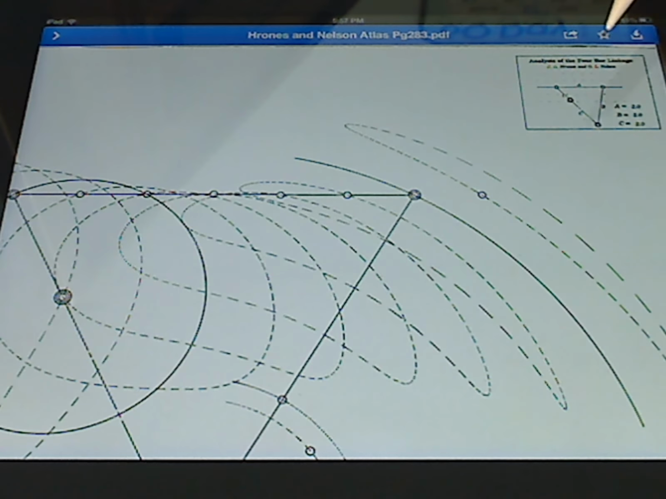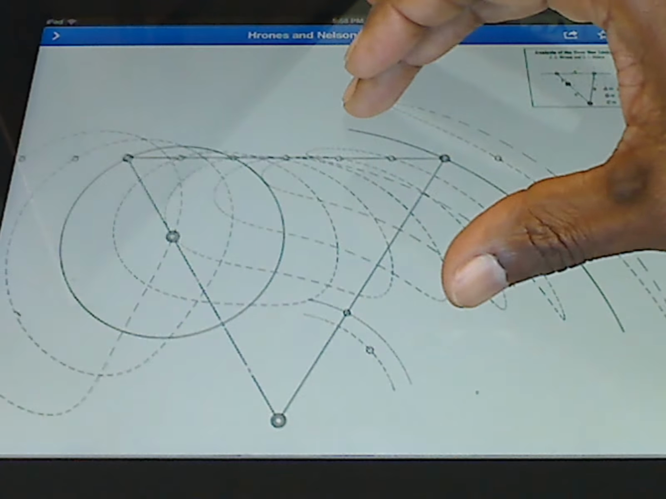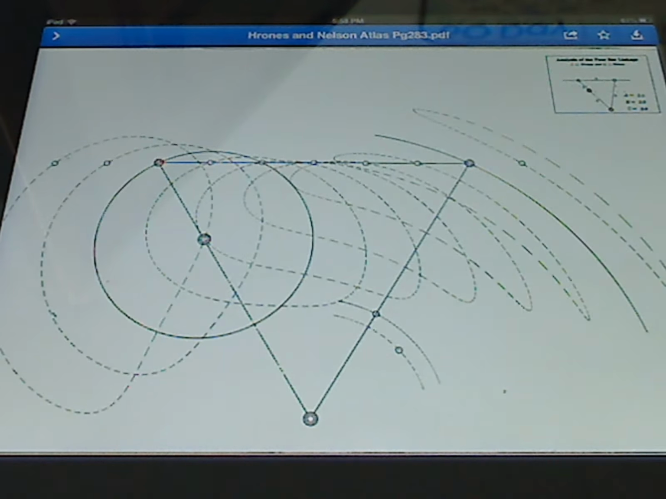And what it says here is that the crank is given a unit of 1. It's kind of hard to see right here, but the crank length has unit 1, and the coupler is given as A. It is going to be 3 times that length. The output rocker B is also going to be 3 times that length for this particular linkage, and the ground link is going to be 2 times the crank length. And so everything in this atlas is kind of driven based on the crank length.